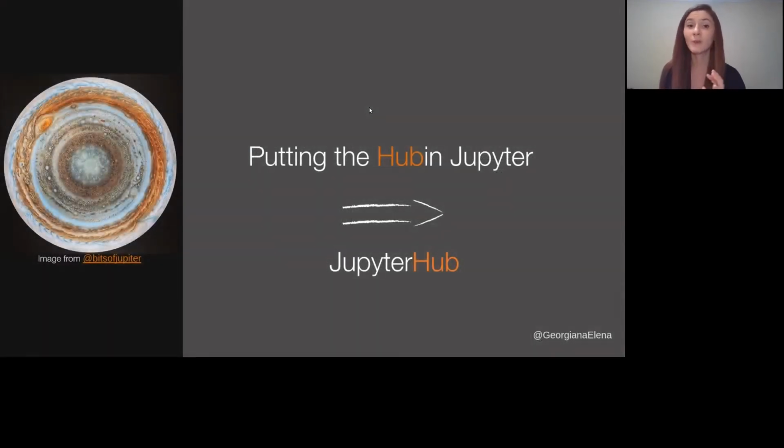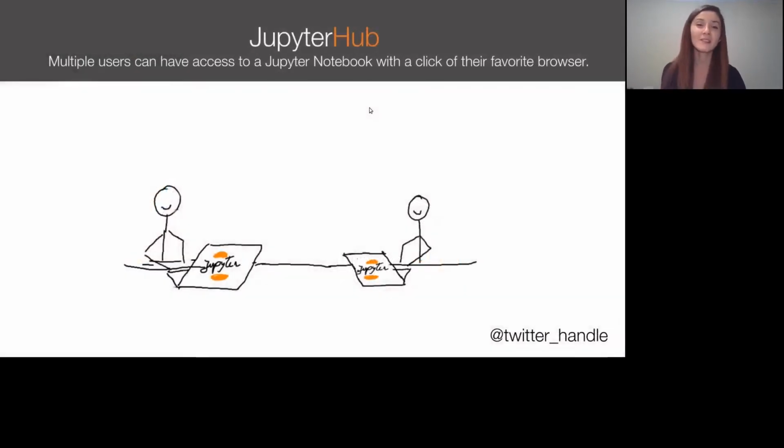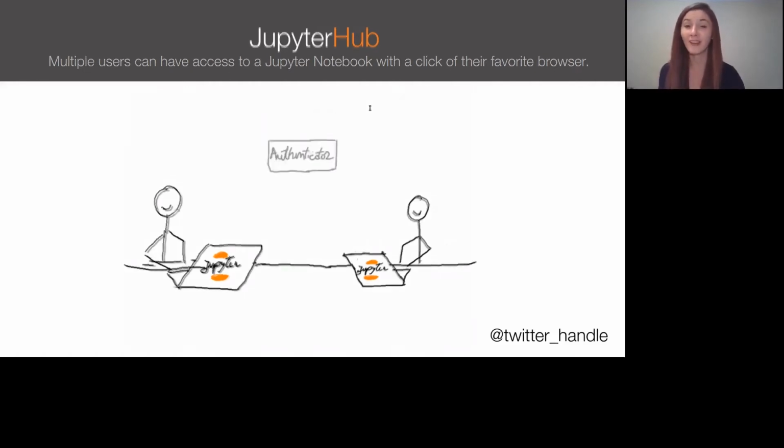So, what do we get if we put the hub in Jupyter? Yep, you guessed, we get JupyterHub. So let's go back to the basics and start with the very old school definition. JupyterHub is a way to provide Jupyter notebooks to multiple users from their browsers on a shared infrastructure. So no more working alone, I guess.